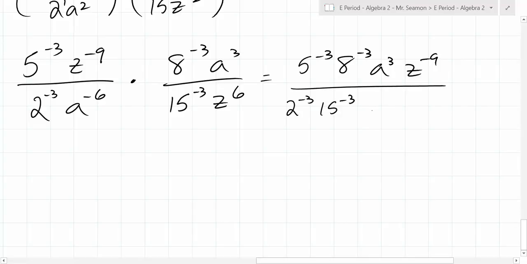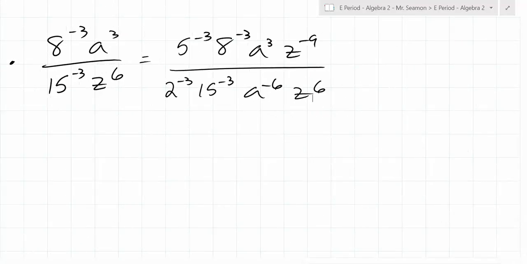Is there anything that can be combined? A to the negative 6 and Z to the... It's just a lot easier to line things up now. Now what can I do? Correct. So what can I do to simplify this? Do you have any common bases on the top and bottom? So what do you do to the powers when you have a common base? You subtract.